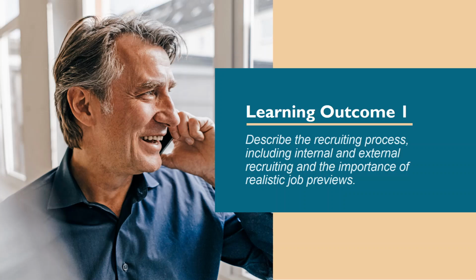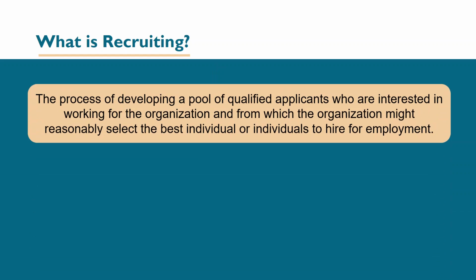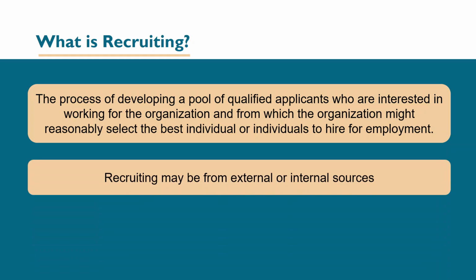Learning Outcome 1 describes the recruiting process, including internal and external recruiting and the importance of realistic job previews. Recruiting is the process of developing a pool of qualified applicants who are interested in working for the organization, from which the organization might reasonably select the best individual or individuals to hire for employment. Recruiting may be from external or internal sources, which I'll be discussing later.